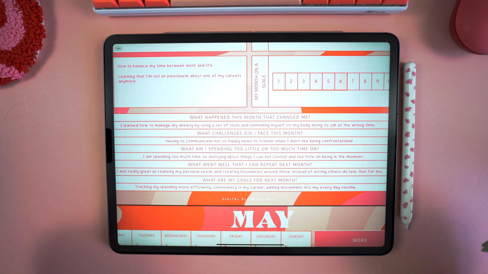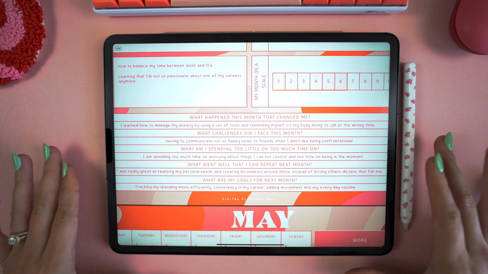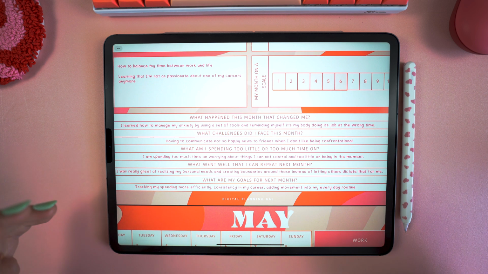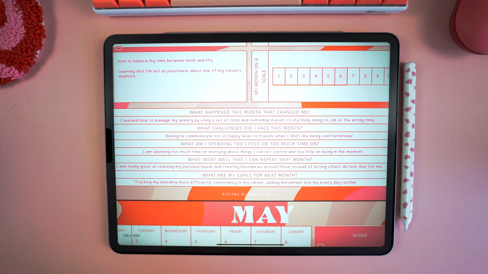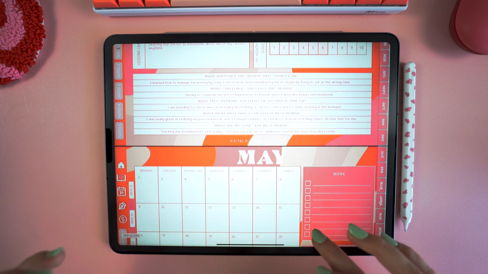What are my goals for next month? My goals for next month are to track my spending more efficiently, mostly when it comes to my business, because our personal budget, my husband and I both do, and we use a lovely little app. My consistency in my career, so again, doing those daily tasks that I know are important to move the needle, and then adding movement into my everyday routine. I really want to get into the habit of working out more and potentially walking each day.